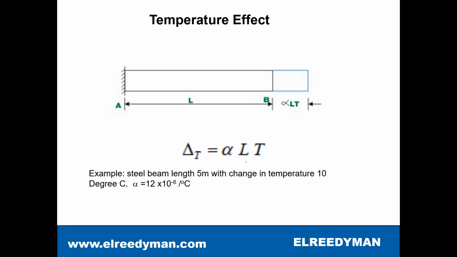In general, delta L equals alpha times delta T times L, where delta T is the change in temperature, L is the length, and alpha is the coefficient of thermal expansion. So what about the extension, the increase in the length itself? Every material has its alpha. For example, for a steel beam, it will be 12 multiplied by 10 to the power of minus 6 per degree centigrade.